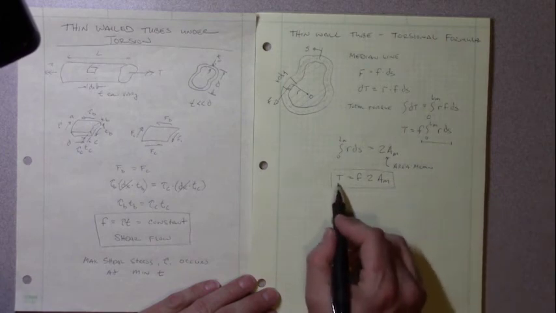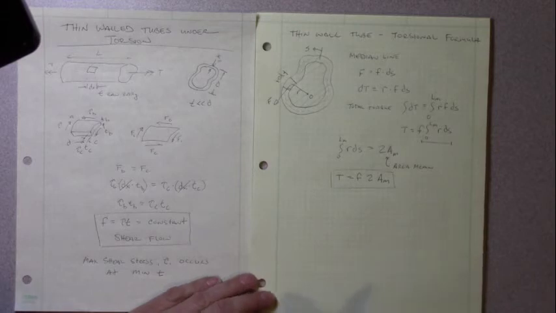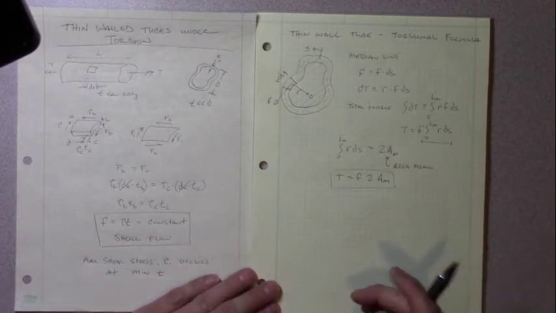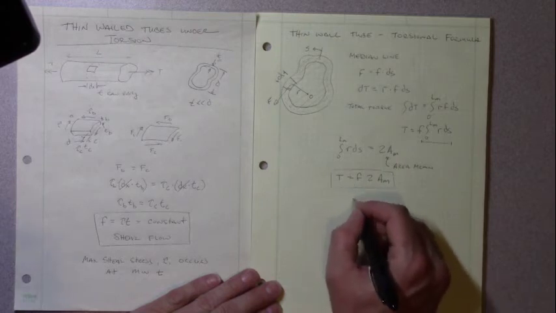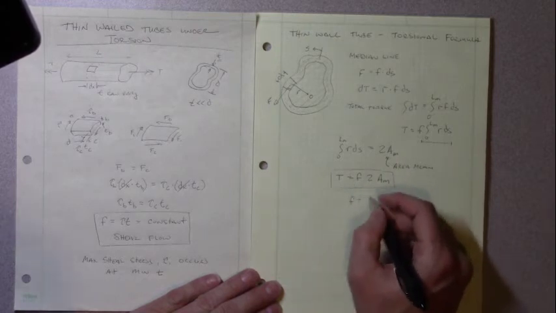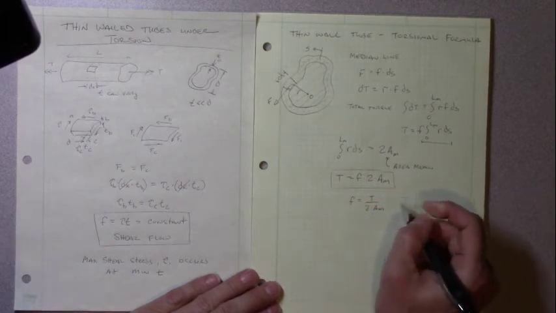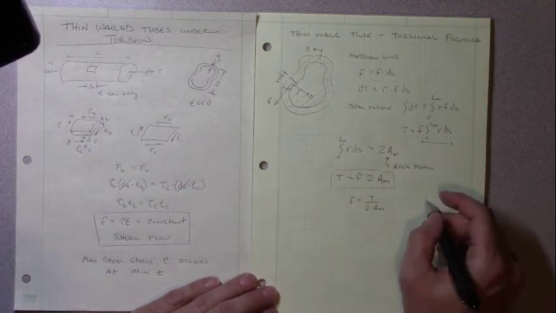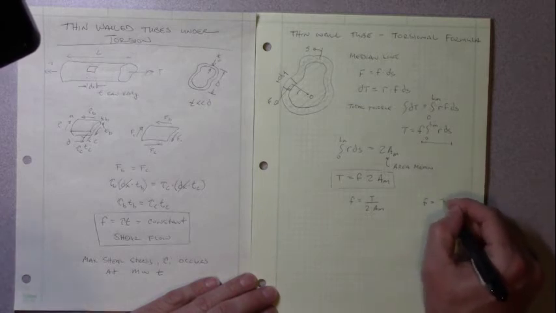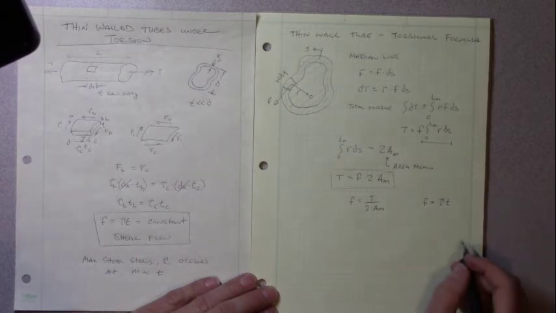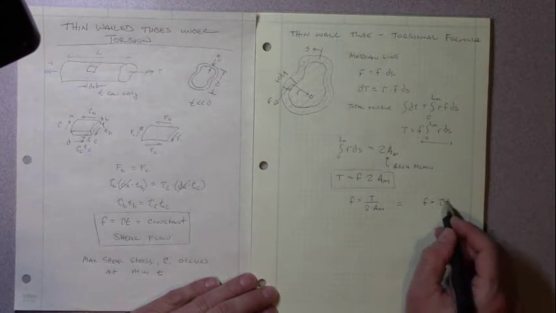Now, we're not necessarily just interested in our torque. We ultimately want to come up with our shear stress. So how do we come up with our shear stress? We can rearrange this equation and solve for F. F is going to be equal to our torque divided by 2 times our area mean. And we know that our shear flow, F, is also equal to our tau times our thickness. Now we can equate these two together, and we're going to solve for our tau.